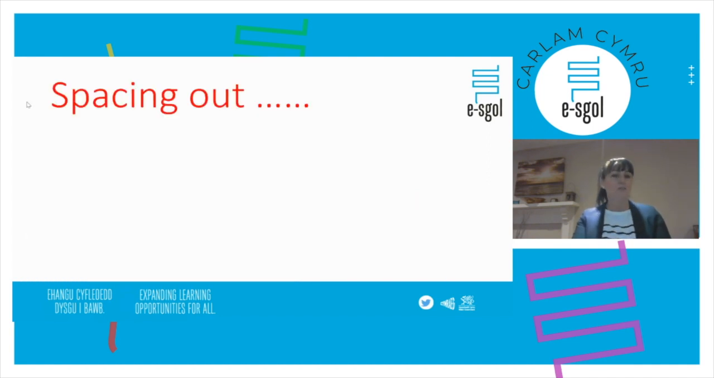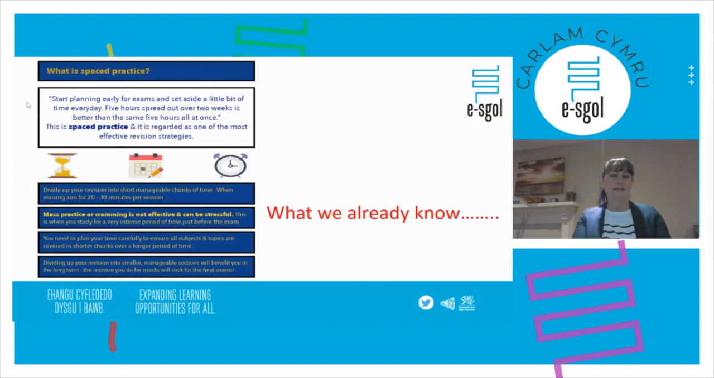So in the last session, we spoke about spacing things out. So spaced practice is to start planning early for exams and to set aside a little bit of time every single day. So 5 hours spread over 2 weeks is better than 5 hours all in one day. So this is called spaced practice, and it's regarded as one of the most effective revision strategies.